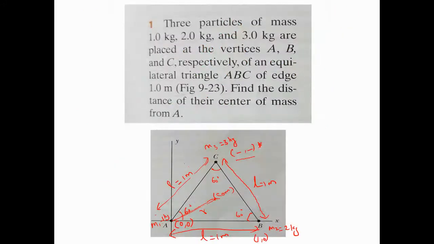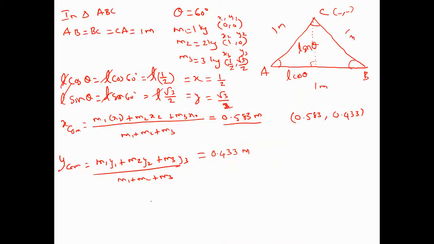So in this diagram, what is our center of mass? This point is exactly 0.583, 0.433. Am I right? Yes. Now we are going to find the distance from the point A to the center of mass. So we are going to find the value of R.